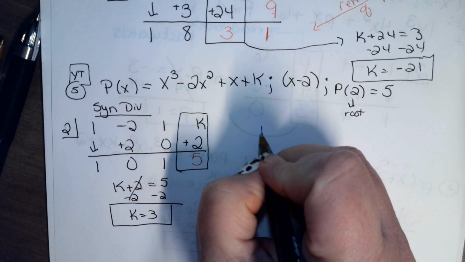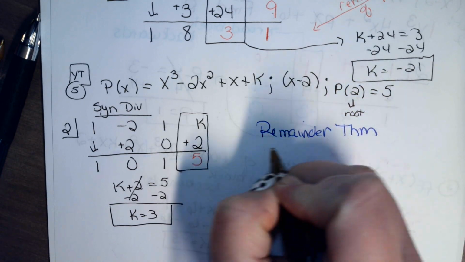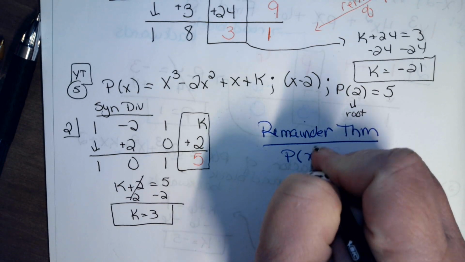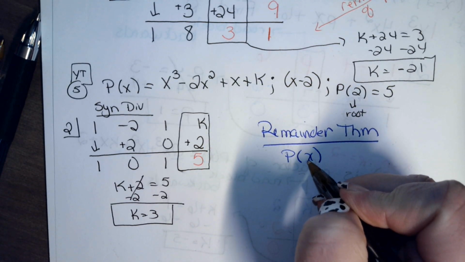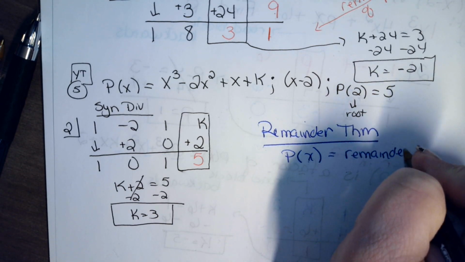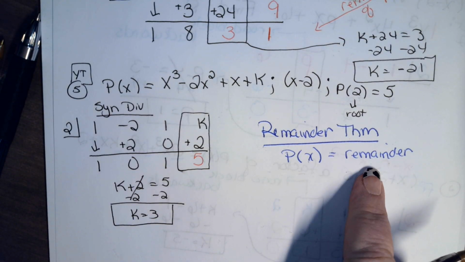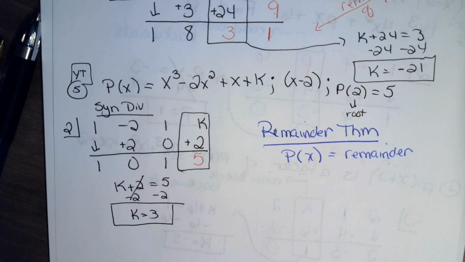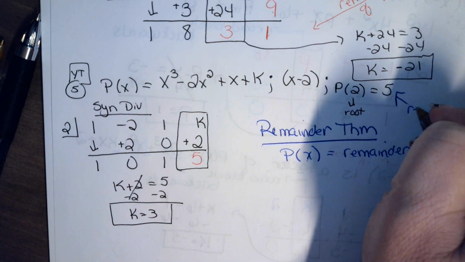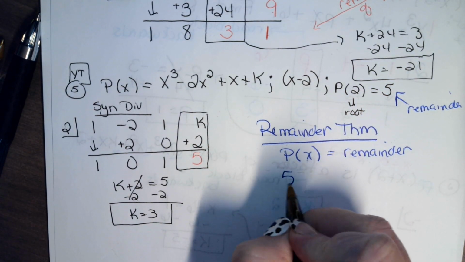So coming right here using the remainder theorem. The remainder theorem says that when you substitute in your root, you're going to get your remainder. So again, when you substitute in your root to your polynomial, you get your remainder. Well, what do we know a remainder is? A remainder is 5. So I'm going to come right here and I'm going to replace p of x with 5.